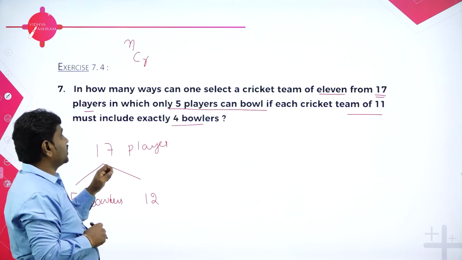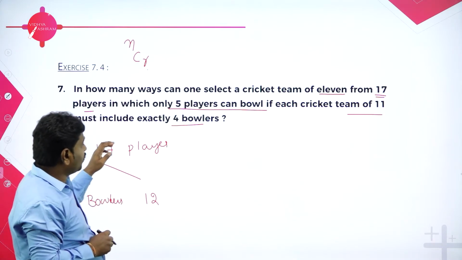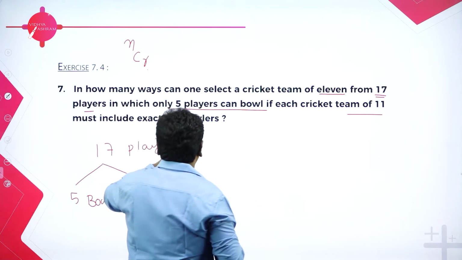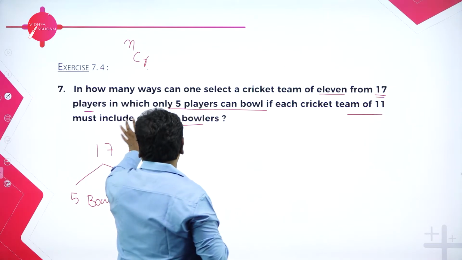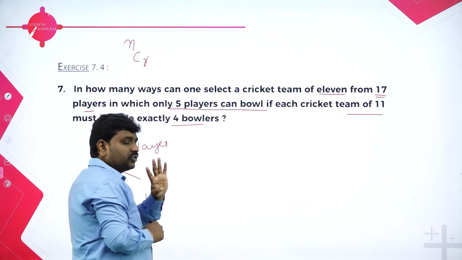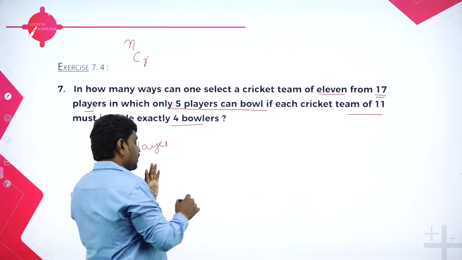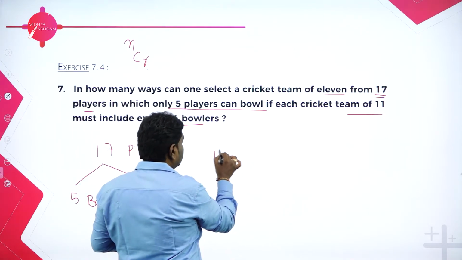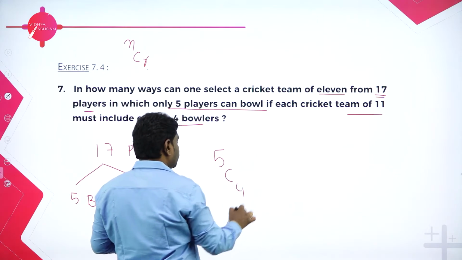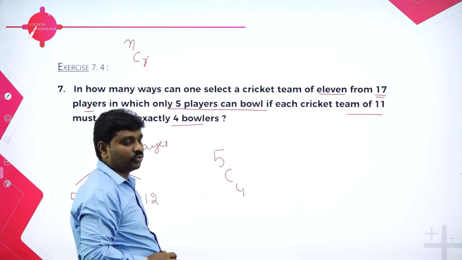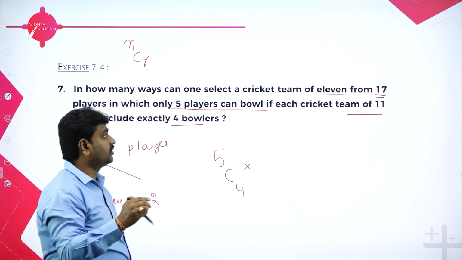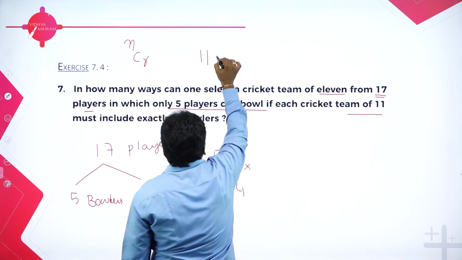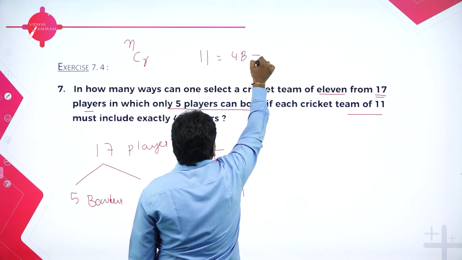But they gave a restriction. What is the restriction? They want you to select 11 players, in which 5 players can bowl. So in 11, exactly 4 bowlers you should include. See, so first out of 5 bowlers, you have to select 4 bowlers. So now I selected 4 bowlers. Remaining how many? See, I want 11 players. So 11 players should include 4 bowlers and remaining non-bowlers.